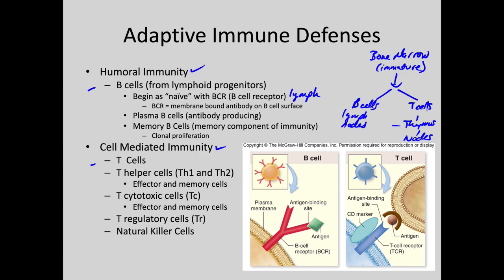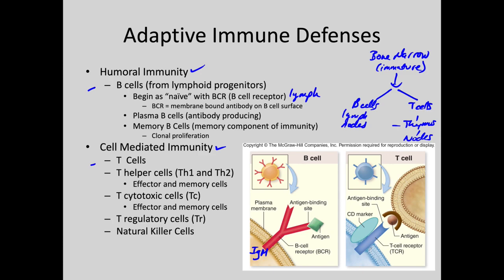Now, both B cells and T cells, when they leave the bone marrow, will have what are called receptors. Now, B cell receptors are called BCRs. They are an IgM, a class of antibody. They are an IgM antibody in its monomer form, bound to the surface of B cells.